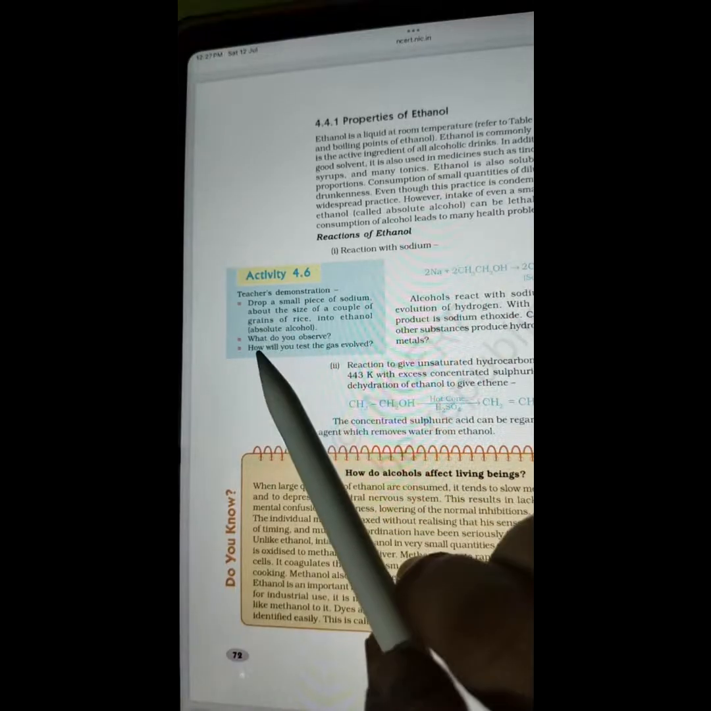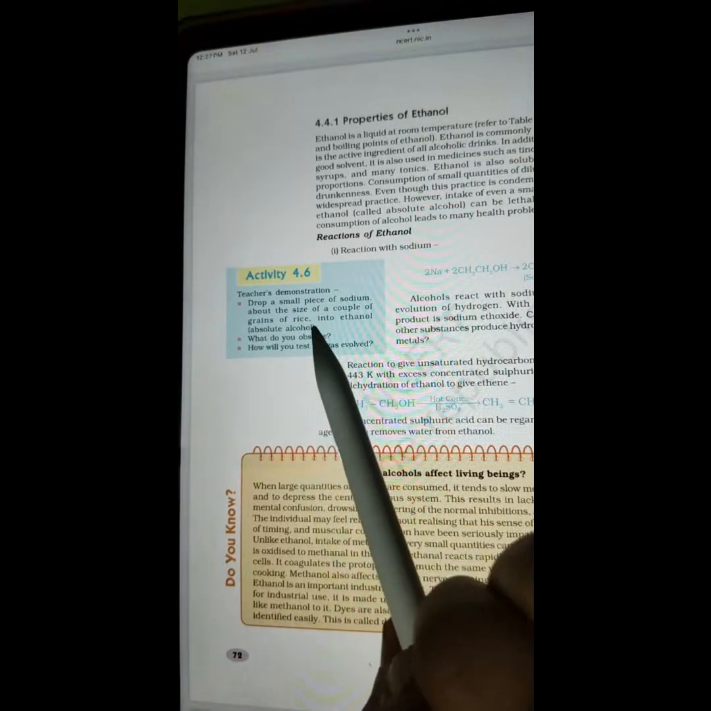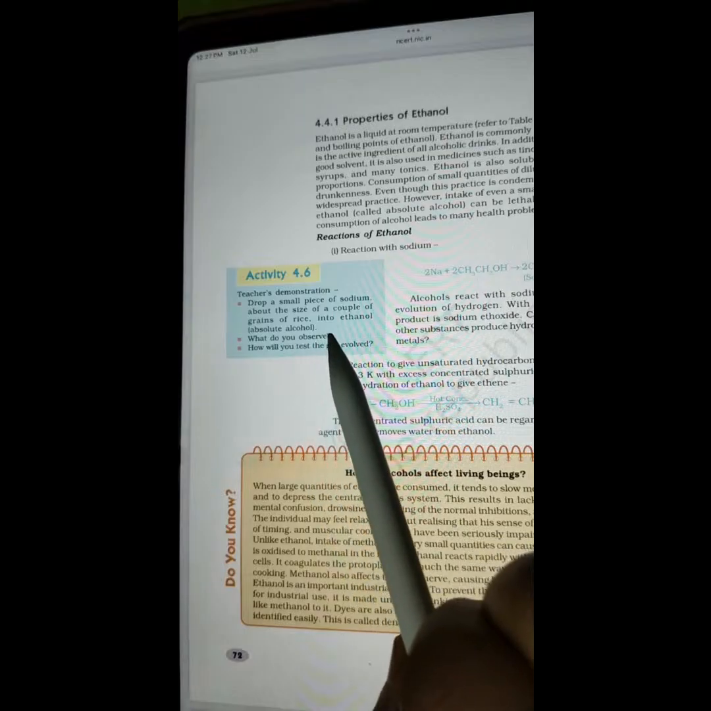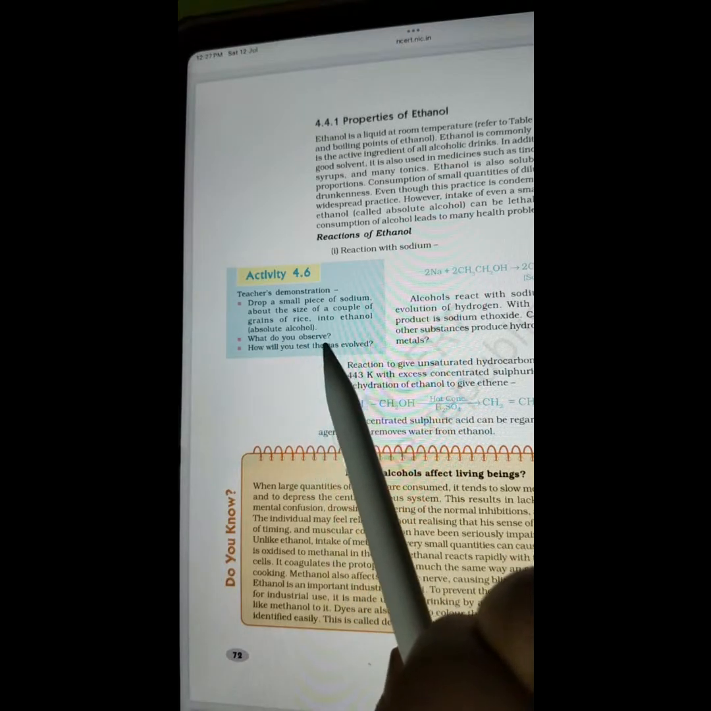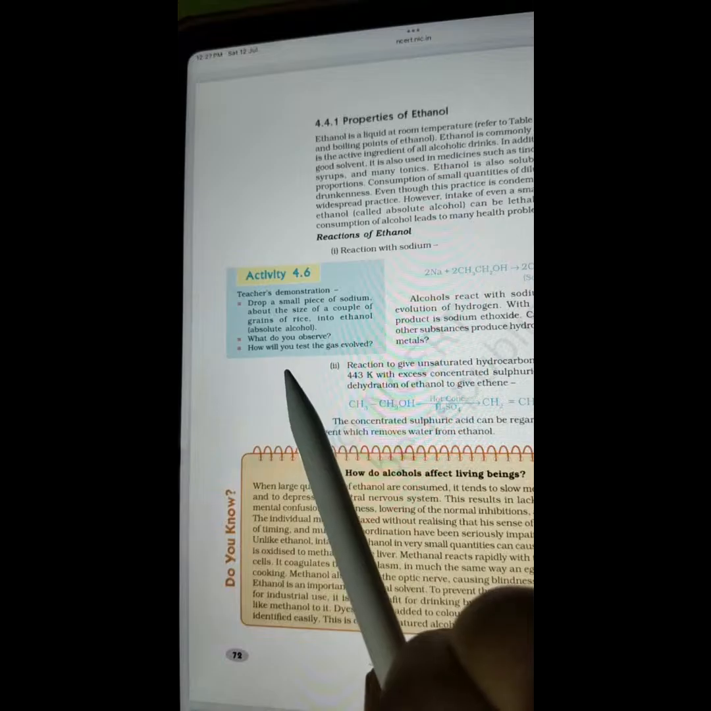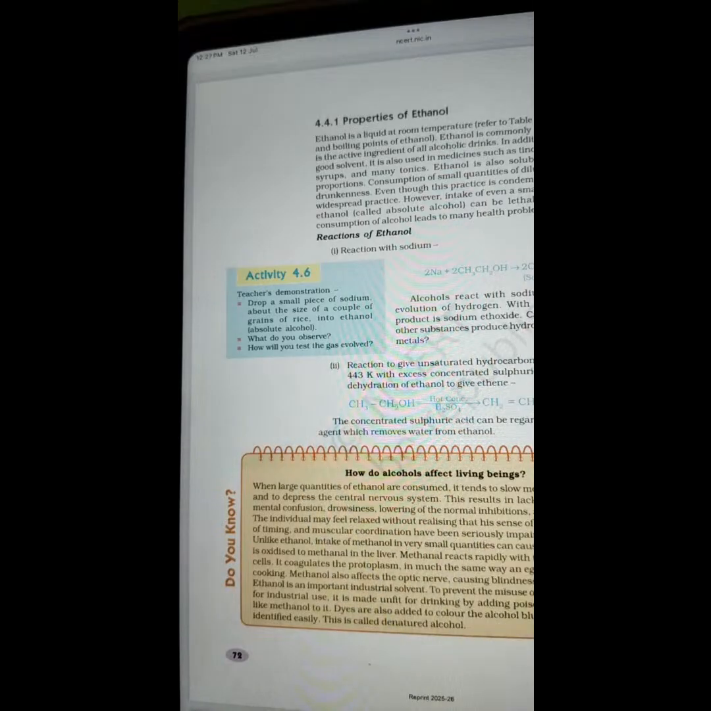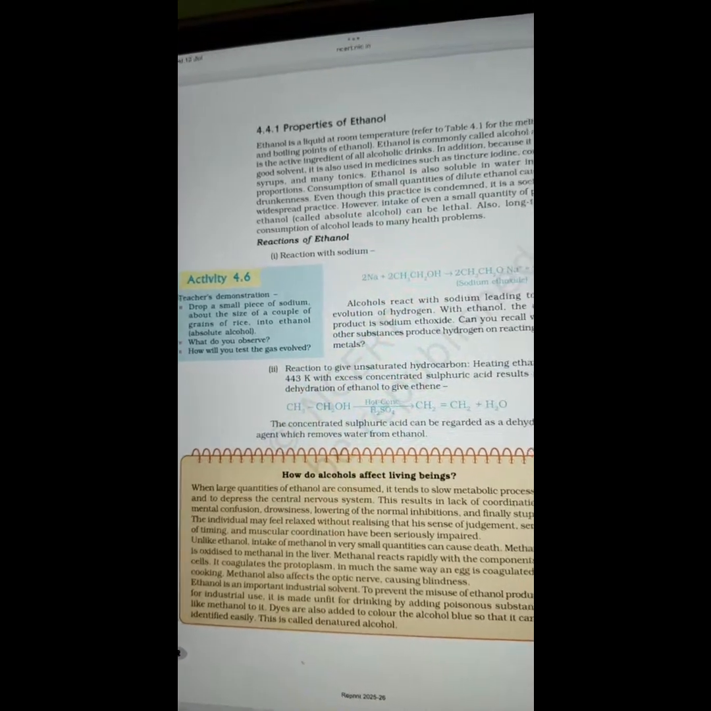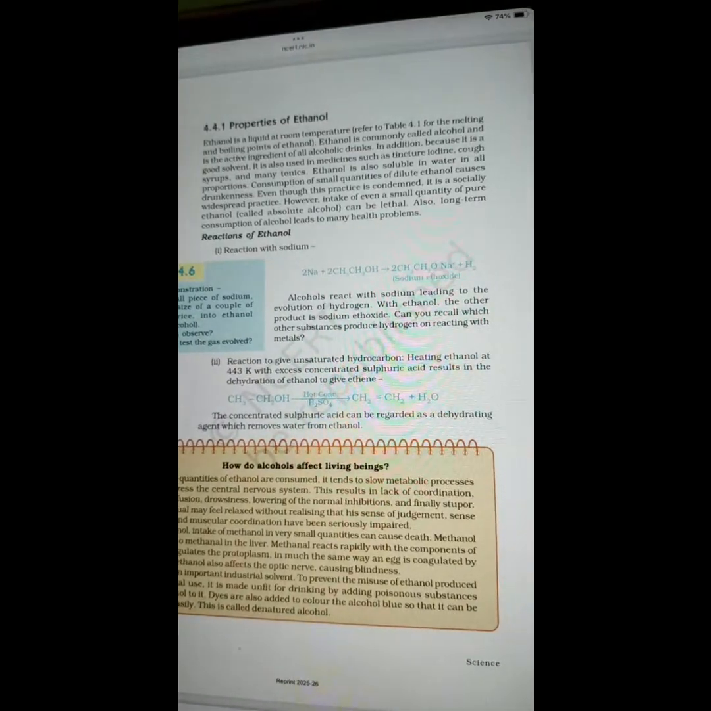Activity 4.4, Teacher's demonstration. Drop a small piece of sodium, about the size of a couple of grains of rice, into the ethanol, absolute alcohol. What do you observe? What will you test? How will you test the gas evolved?